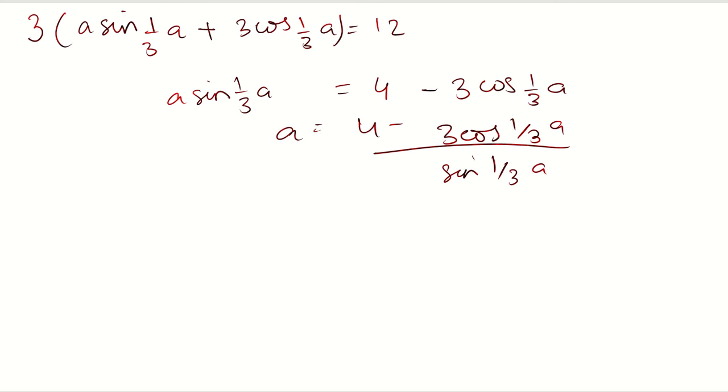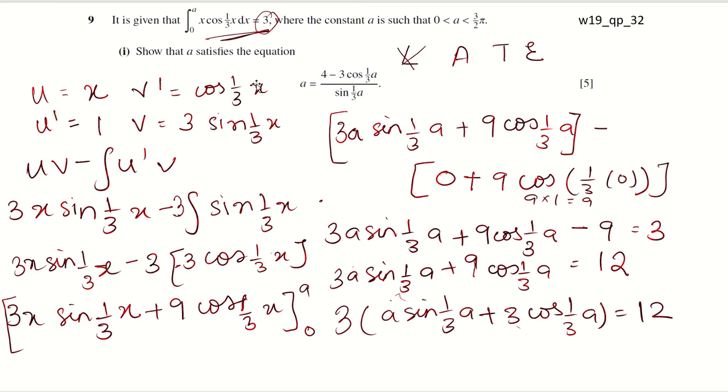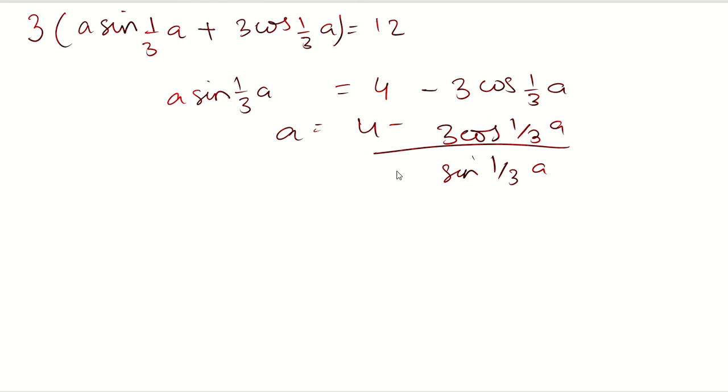So yes, I'm going to take you to the question, and this is the answer. This is a. a equals this, right? 4 minus 3 cos 1/3a divided by sine 1/3a, and this is what I found out.